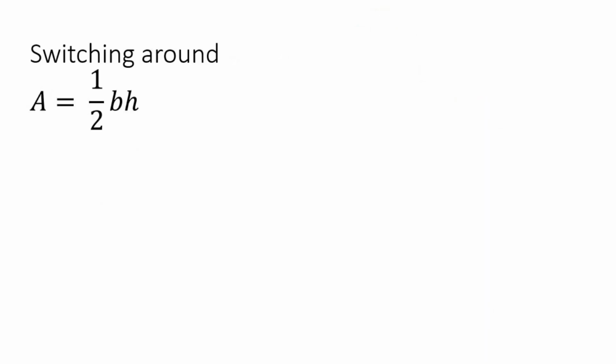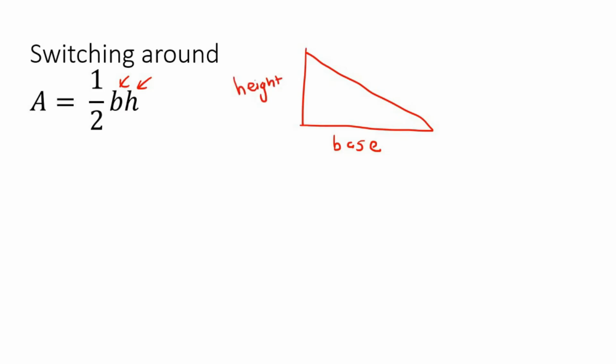Alright, now here we have this formula. Now this formula is for triangles, and I'm not going to really show you all the things about triangles right now, but all we need to know is that the B stands for base, and the H stands for height. So for example, if you have a triangle, I said I wasn't going to show you, but I cannot resist. This is the base, for example, and this is the height. There's different ways of doing these things. Like you could even say that this is the base and this is the height.